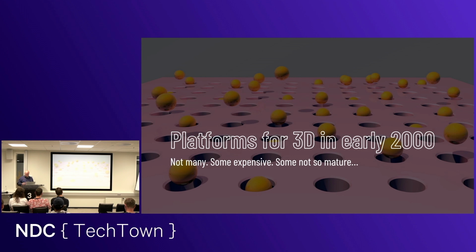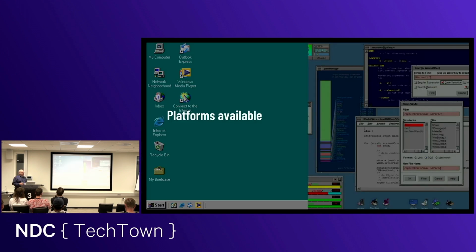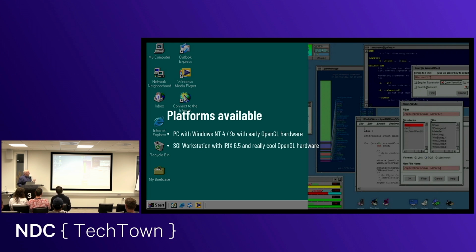So just to give a view of what we're working on. These were the platforms when I started working on my PhD. You had the Windows environment, the PC, and we had a Unix workstation environment here. So I had Windows NT, also Windows 95, and early OpenGL hardware. I also had an SGI workstation with really cool OpenGL hardware. That made it really fun to start 3D coding.